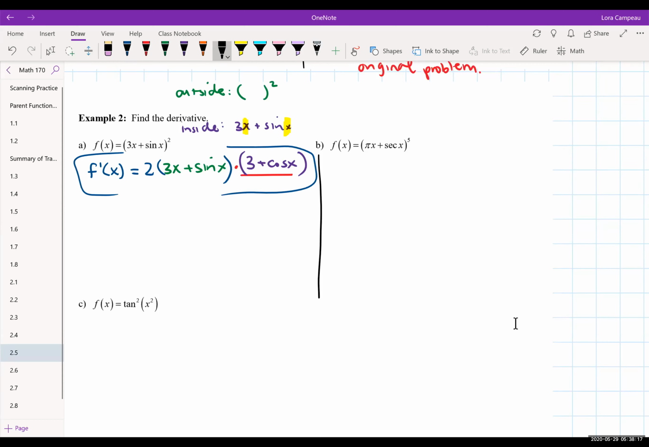Just looking at my f of x, I'm starting to see a bit of a trend. I notice that the outside function, who's outside the house, is something to the 5th. And who's inside the house? My inside function is pi x plus secant x. Loving those trig ones, huh? So now, if we want to take the derivative, I'm using the appropriate notation. I'm going to think about this as, what is the derivative of something to the 5th?